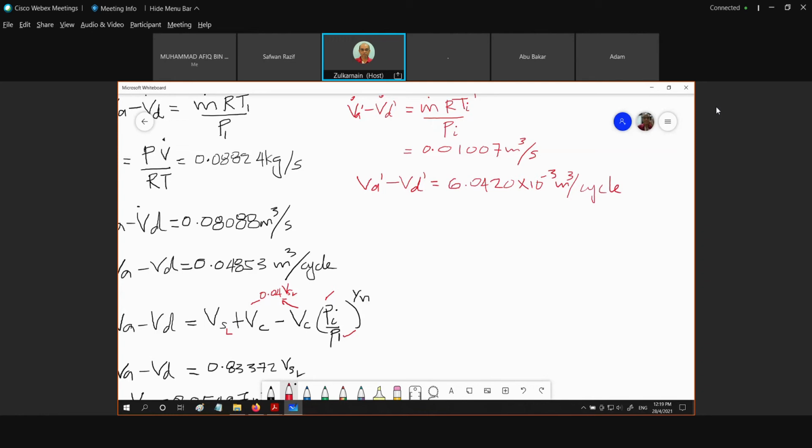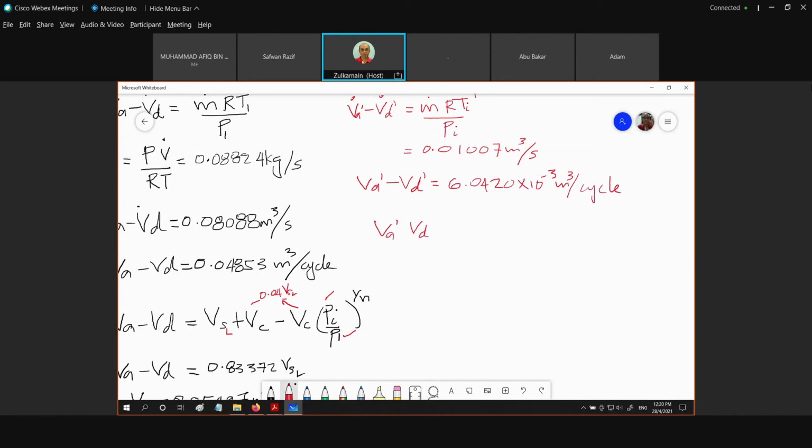If you are not sure whether you are going to get the same value or not, I will advise you to do it individually for the 2-stage compression process. Okay, but right now we know that it is incomplete intercooling and different pressure ratio, so we have to reanalyze the VA minus VD prime differently. So what is VA prime minus VD prime?